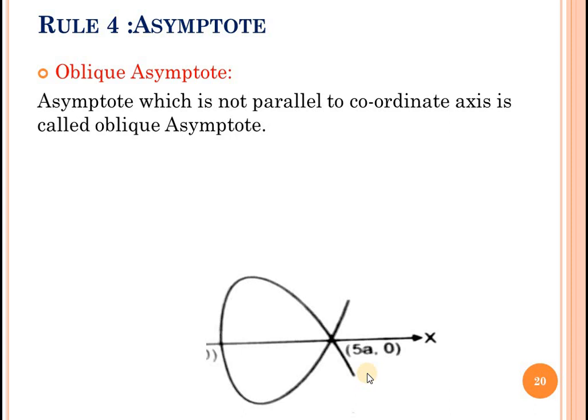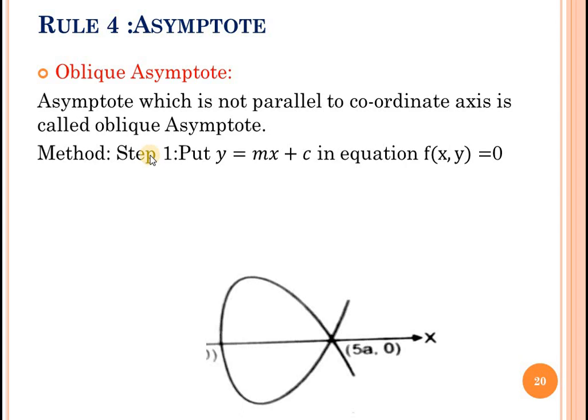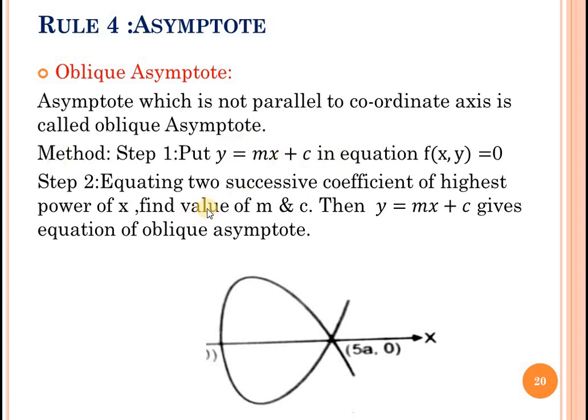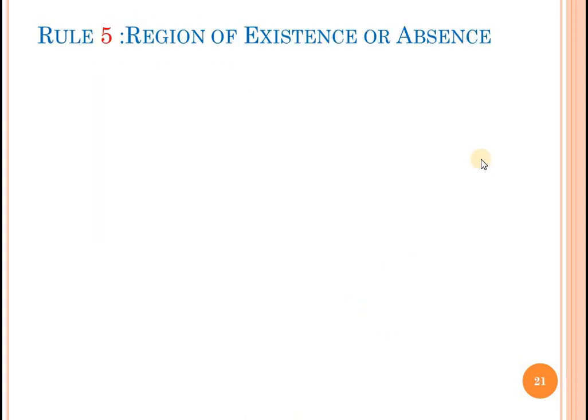Now the oblique asymptote. It is an asymptote which is not parallel to a coordinate axis. How do we calculate it? Step 1 is to put y as mx plus c in the given equation. Then equate the two successive coefficients of the highest power of x to 0 and find the values of m and c. Then substitute here. We get the required equation of the line y equal to mx plus c, and this line gives the oblique asymptote. For example, here we get some line of this type, and then there is a curve. This is the tangent line at infinity.